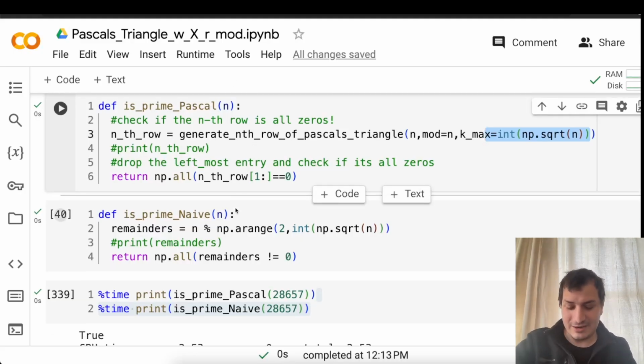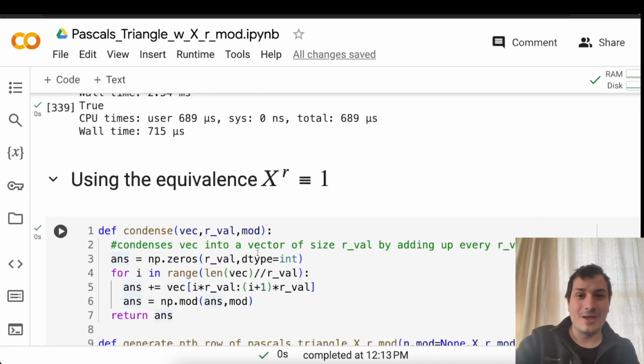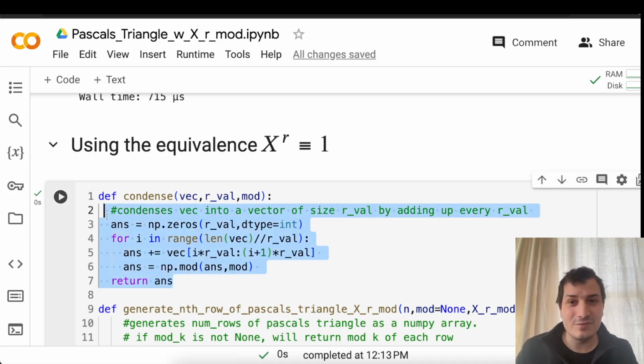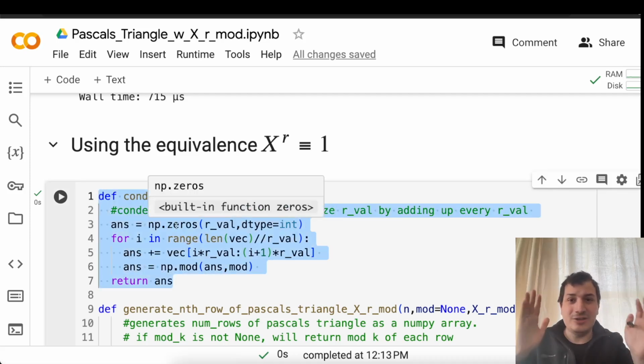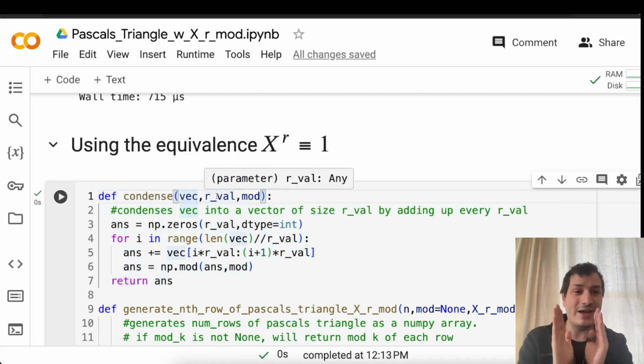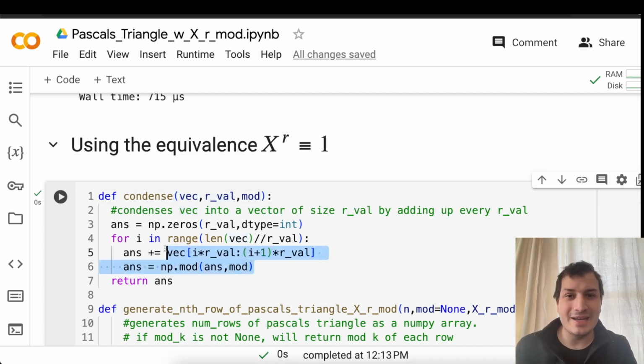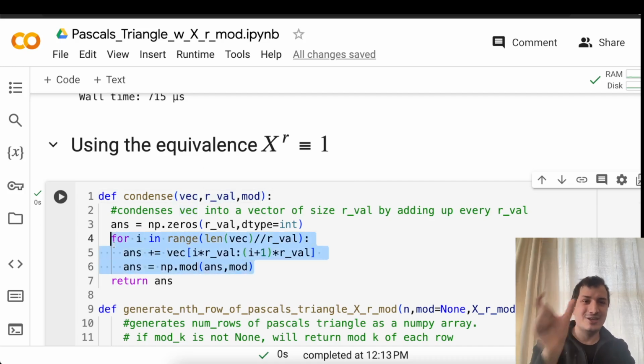So if you want to check out exactly how it works, what I did is, using this equivalency x to the r equivalent to 1, I made this condense function. And this takes a vector, which is maybe a long vector. So vec is a long vector, and it condenses it down into a vector of size r val. And how does it condense it down? Well, it loops through, and it repeatedly adds chunks of size r val to itself. So it's exactly what I showed over here.